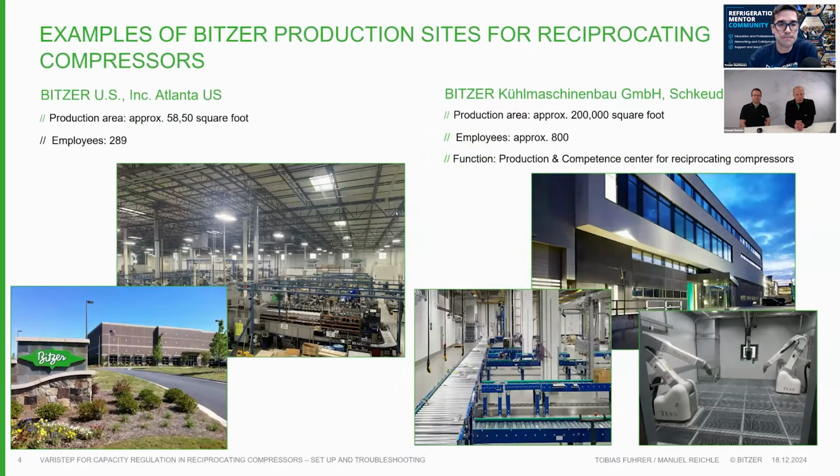So when we talk about reciprocating compressors, what are the main manufacturing facilities that we have? Made in Germany, reciprocating compressors means factory Schkeuditz, that is close to Leipzig, with approximately 800 people there. And there's also the competence center, that means main R&D really for reciprocating compressors. And when we talk about made in the US, Flowery Branch in Atlanta, Georgia, with close to 300 people, where the majority of our reciprocating compressors are produced and assembled for the North American and also South American market.